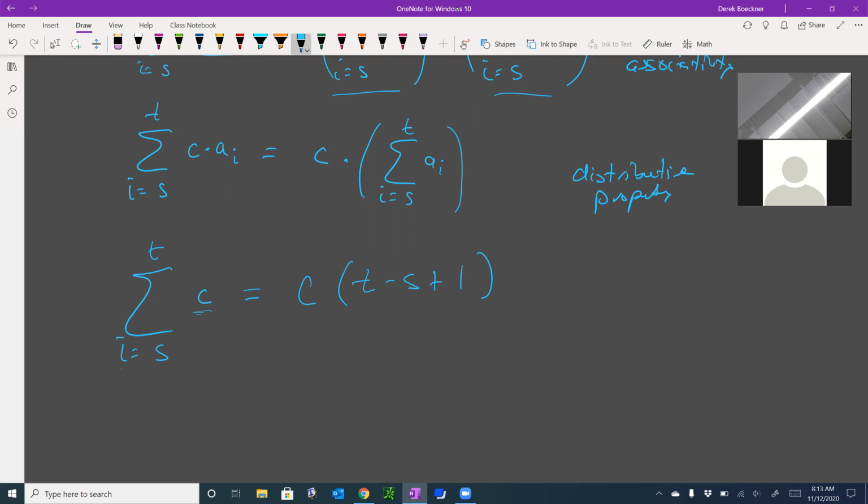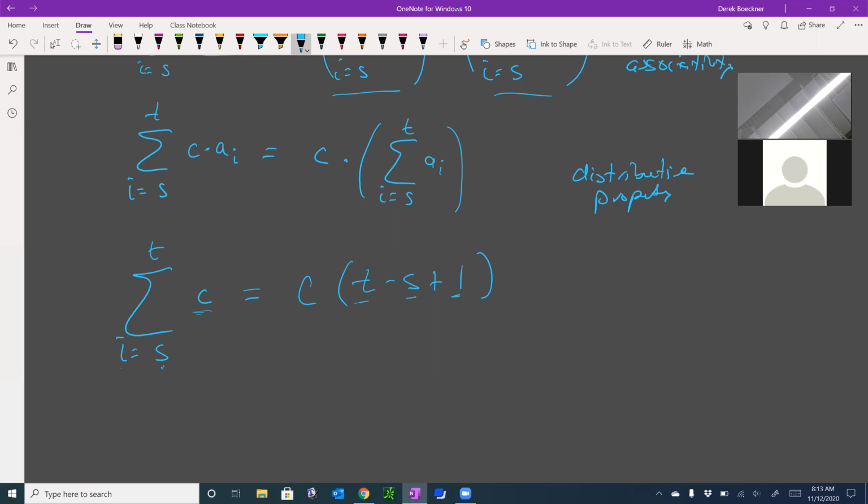Why do I have to add the 1? Well, T says start with T things. S says take away the first S of them. But I want to include S, so I have to add the S value back in. That's what that is. This is a fence post problem, basically.